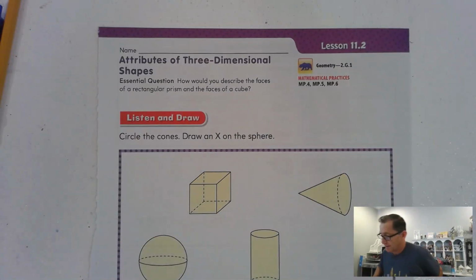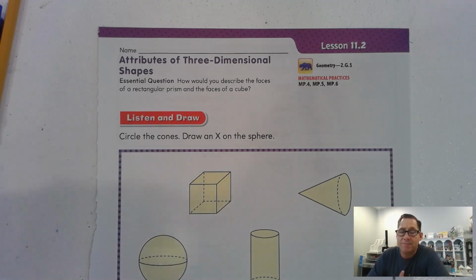Hello, everybody. In lesson 11.2, starting on page 525 of the second grade Go Math textbook, we're going to be working with attributes or characteristics of three-dimensional shapes. Basically, you should be able to describe the faces of a rectangular prism and the faces of a cube.